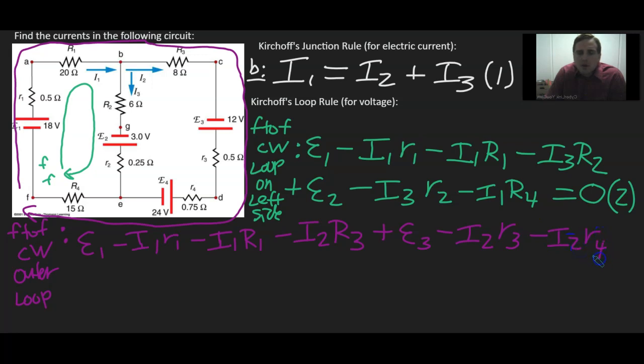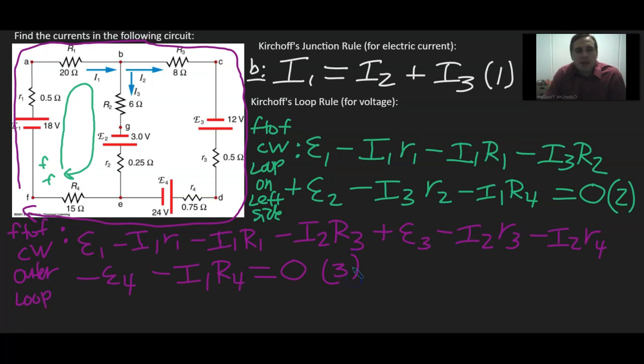lowercase r4. And now we're going the wrong direction across this battery because we're going from a positive to a negative terminal. So that should be minus EMF 4. And we're back to junction point E. And this last part should be the same as the last term of the first loop because we should go across R4. So it should be minus I1 R4 equals 0. And that's our third equation, equation 3.